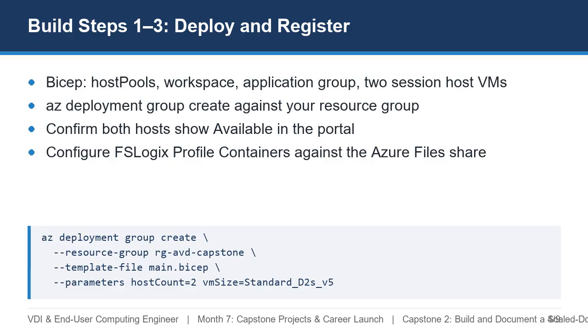Define your host pool, workspace, application group, and 2 Entra-joined session hosts in Bicep, then deploy with az deployment group create. Confirm both hosts register successfully and show as available. Then configure FSLogix profile containers to point at your Azure Files share. For this cloud-only lab, a storage account key is fine, but note in your README that production would use Microsoft Entra Kerberos instead.